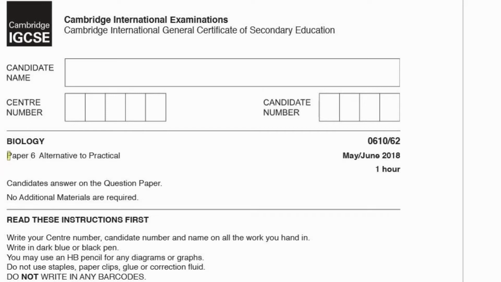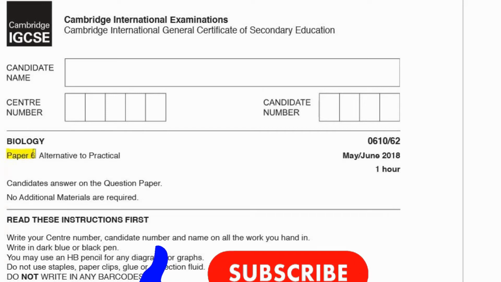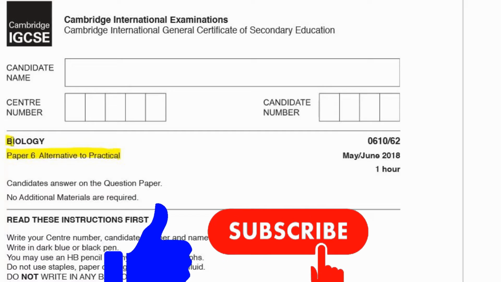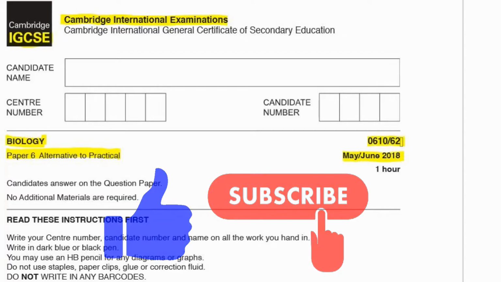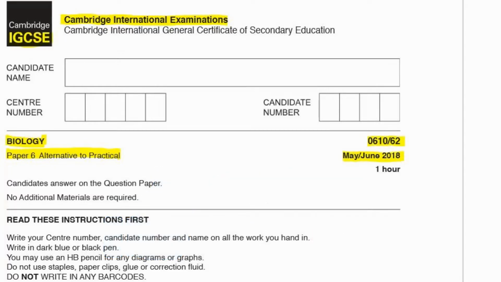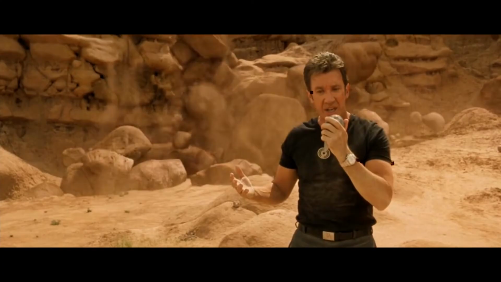So now we're going to go through paper 6, which is the alternative to the practical for biology. And this is IGCSE from Cambridge International Examination, CIE, from May-June, summer 2018. And the code is 0610/62. It's variant 2. All right, let's begin.